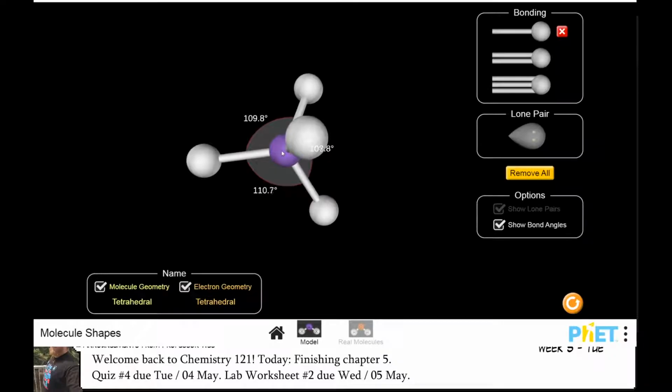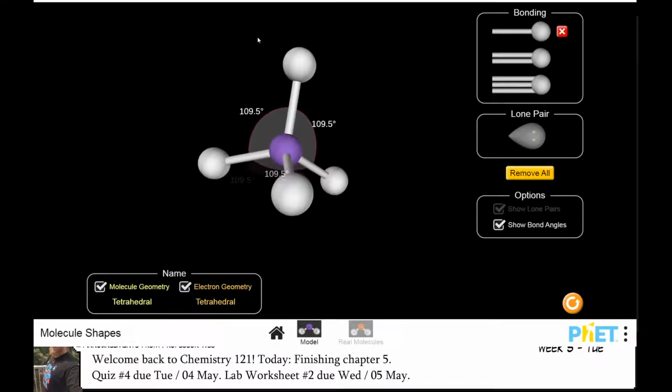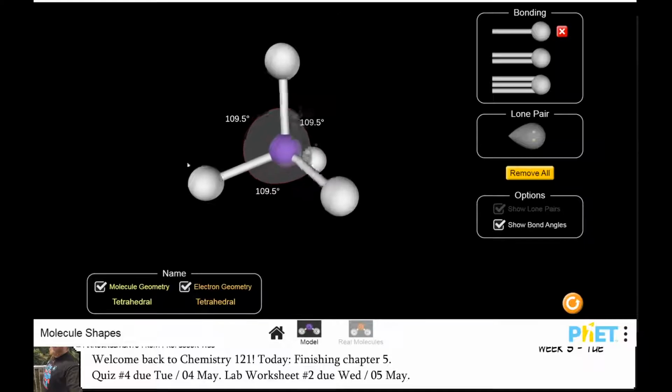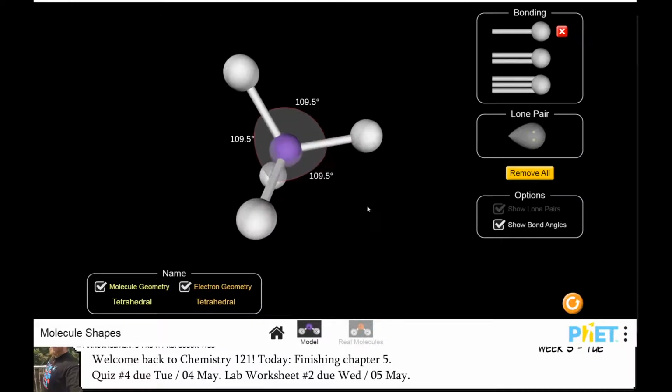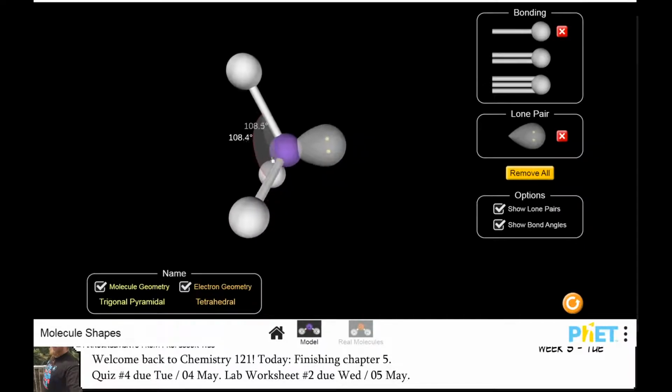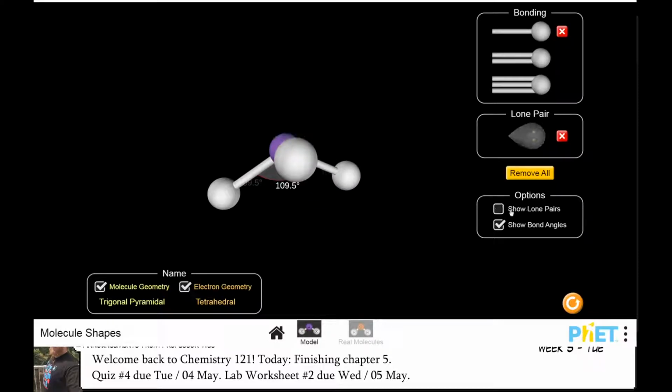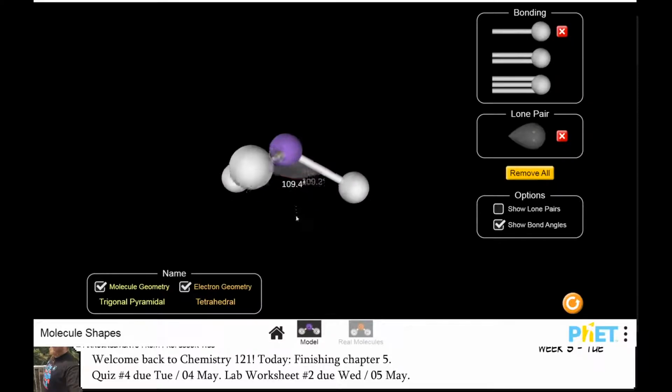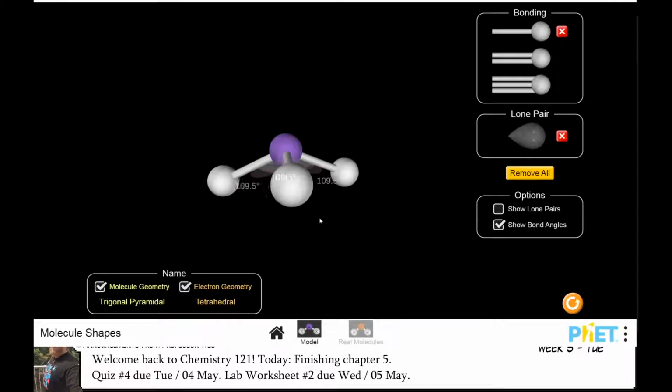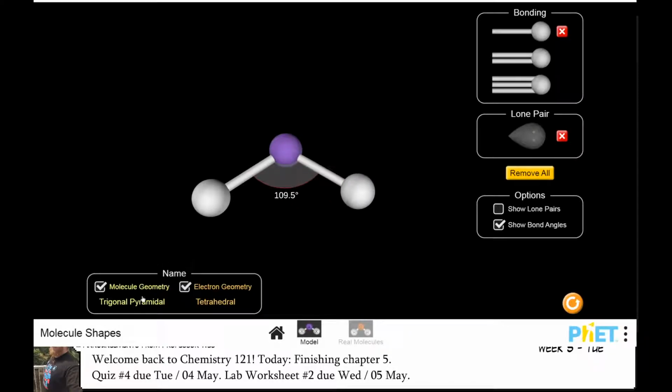And then if I go to 4 electron groups around here, anything with 4 groups is tetrahedral. If all of them are bonds, it still looks tetrahedral. But if I replace one of them, I get a new shape. This no longer looks tetrahedral. In fact, it looks like a tiny pyramid. So we're going to call that trigonal pyramidal.